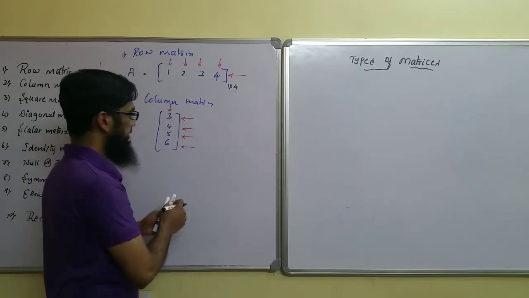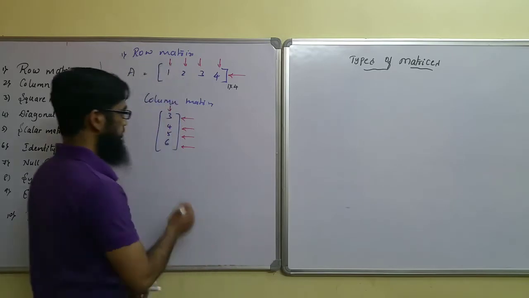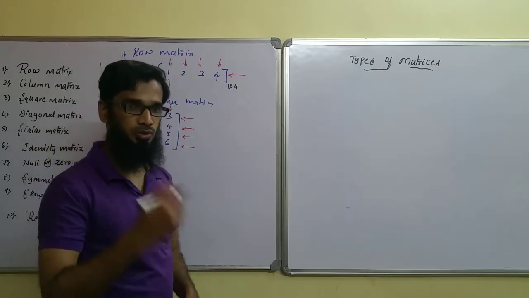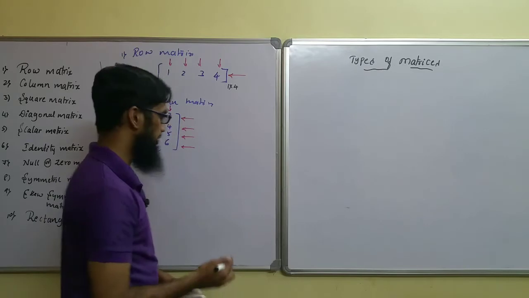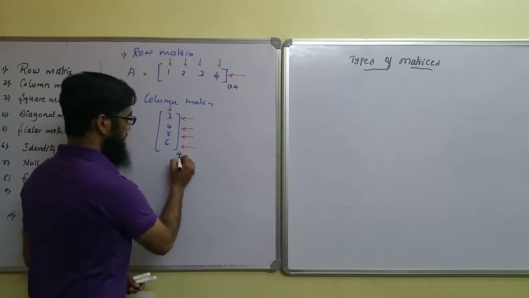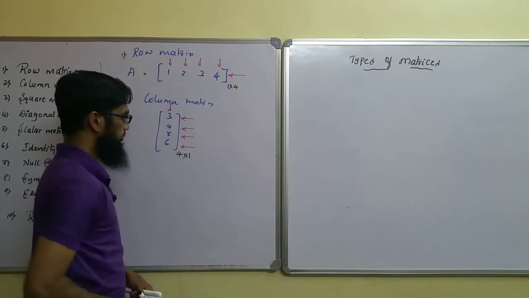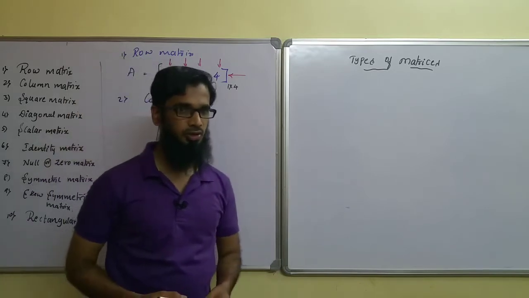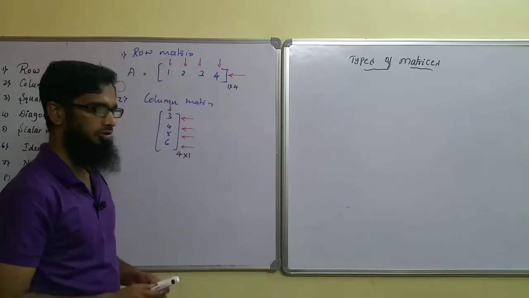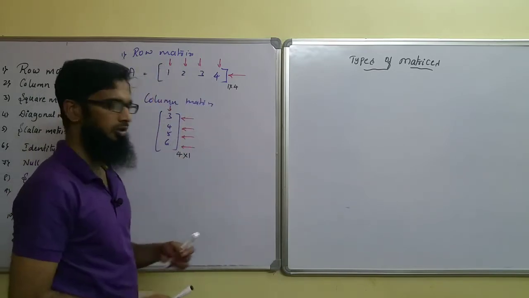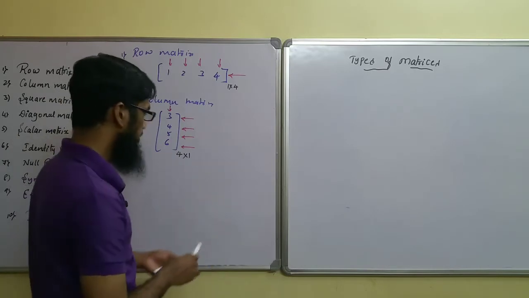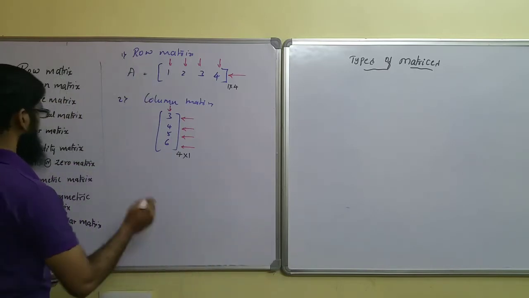Now for this column matrix, what will be the order here? First we represent the rows, the second is the columns. There are 4 rows, so it is 4 cross 1. Now this is the order of the matrix for the column matrix. The number of rows may vary, but the column should be only 1. Now we'll go for the third one.